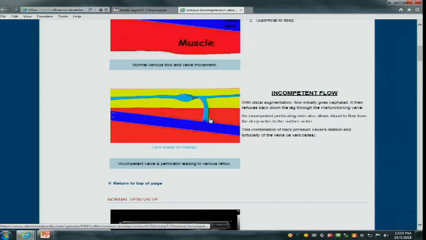We are trying to prove that the saphenofemoral junction is incompetent under stress. And we'll give you the stress. We'll give you Valsalva and we'll give you distal augmentation. That's what we are trying to do. So here it says, with distal augmentation, the flow initially goes cephalad. It then refluxes back down the leg through the malfunctioning valve. So we got that. Initially it goes upward, then it refluxes, and then it can flow in the opposite direction through the superficial venous system, right? So that is one thing. That was all regarding this particular topic.